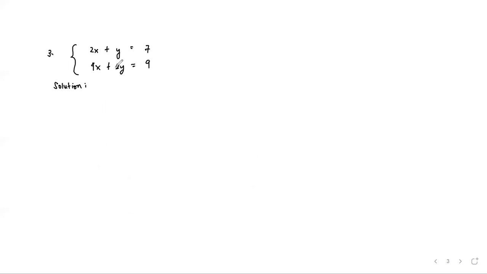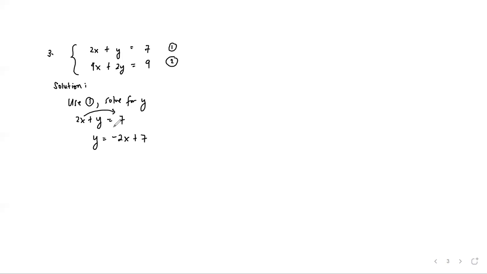Okay, next, let's try to solve the following. Our first equation is 2x plus y equals 7, and our second equation is 4x plus 2y equals 9. Here we can use equation number 1 and solve for the variable y. Writing the first equation, we get 2x plus y equals 7. Transposing 2x to the right side, we get y is equal to negative 2x plus 7.